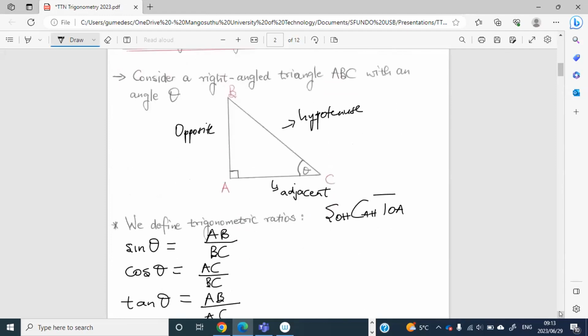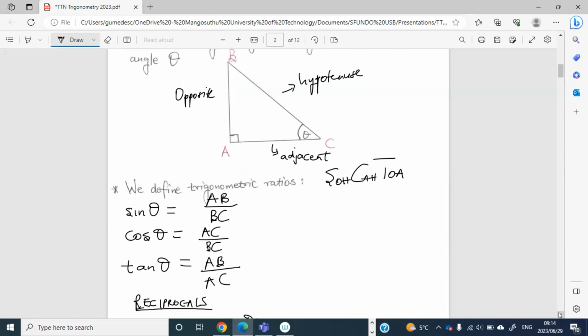And again, I'm still emphasizing that for you to define this, the triangle must be a right angle triangle. So you must be able to see where your 90 degrees is, so that the side that is opposite to your 90 degrees will be your hypotenuse. Otherwise, you'll not have a hypotenuse if you don't have a 90 degrees. So that is the first thing that I wanted us to look at.